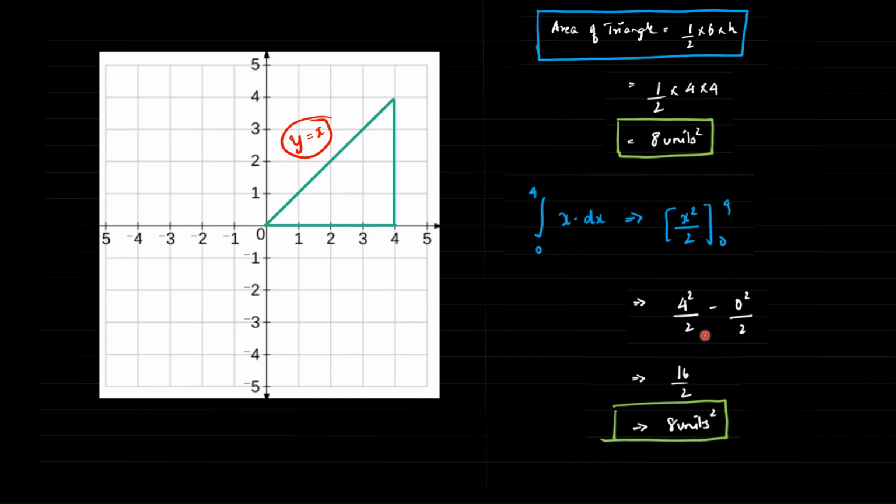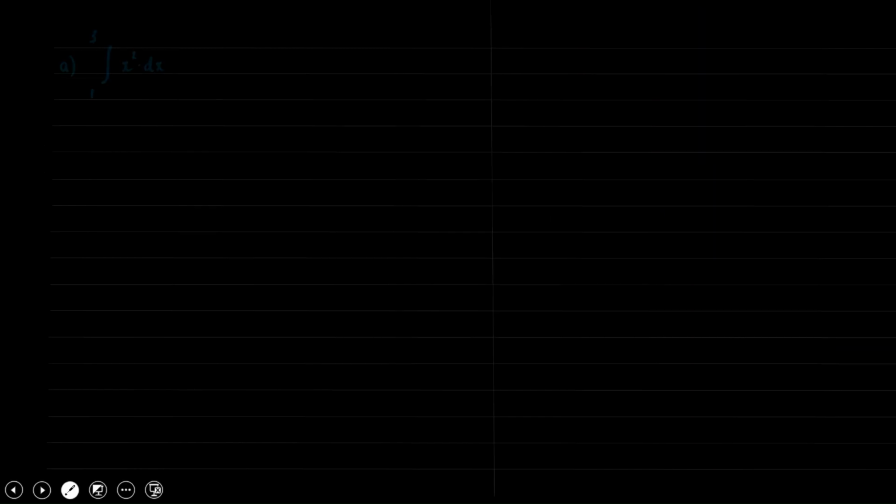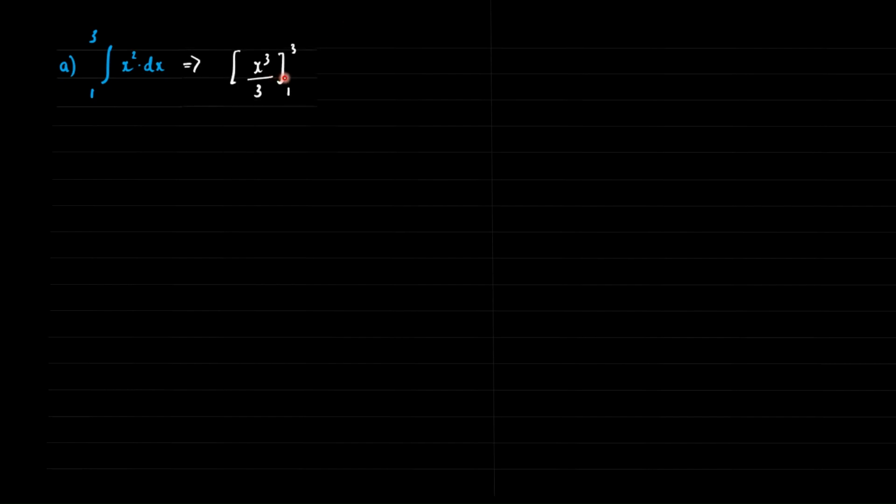So now let us get started by solving a few questions so that we'll get a better idea. The first question is the integral of x squared with respect to dx from 1 to 3. So first, let me start by integrating x squared. When I integrate x squared, I would be getting x raised to the power of 3 over 3. Now I have to substitute the value of 3, substitute the value of 1, and subtract both of them. I should be getting my answer.